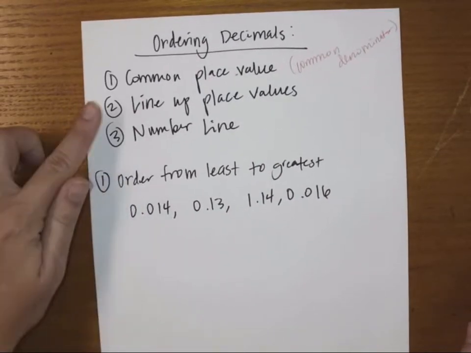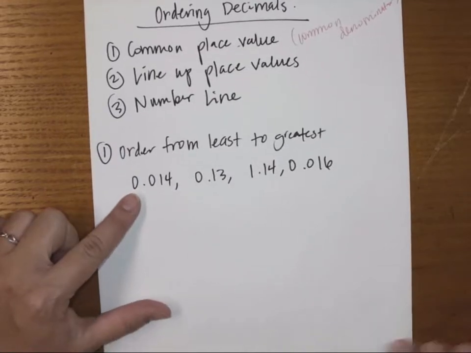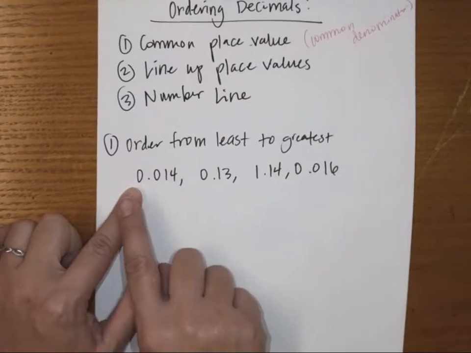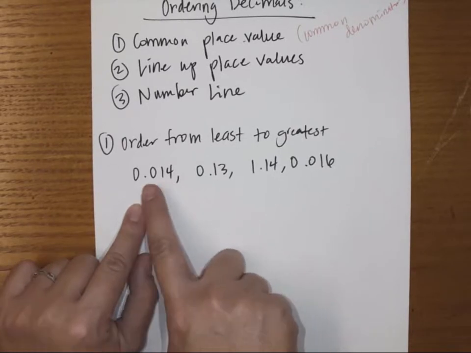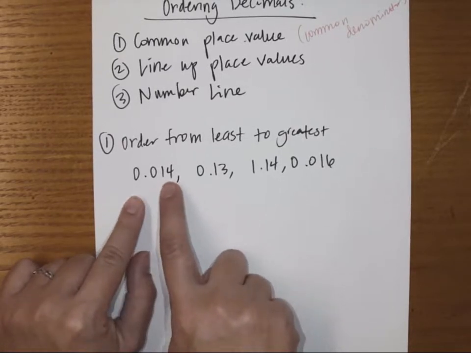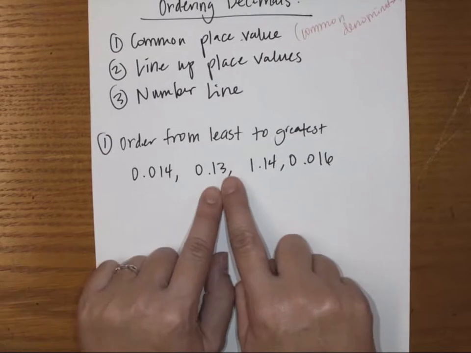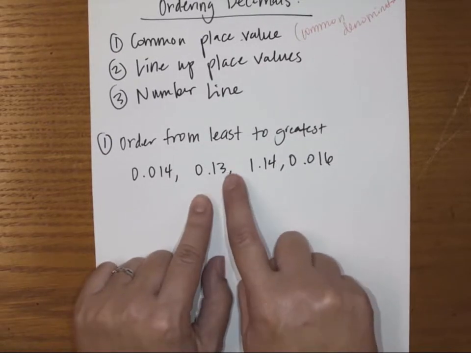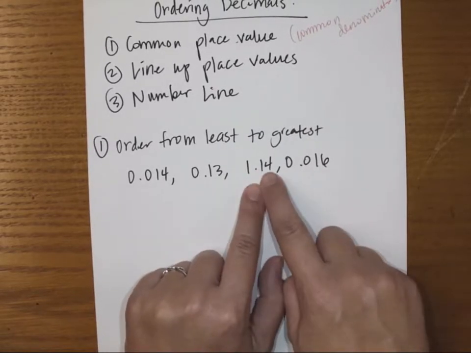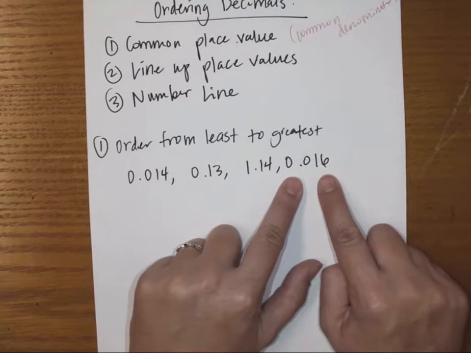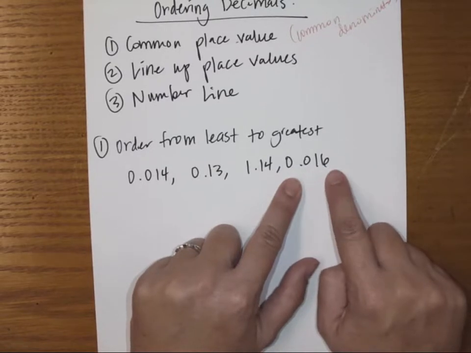So the example that we're going to do all three methods with is these four decimals. If we practice reading this, this is the number 14 in the tenths, hundredths, thousandths place, so this would be 14 thousandths. This would be the number 13. The 3's in the hundredths place, so 13 hundredths. This would be the decimal 1 and 14 hundredths. And this would be the decimal 16 thousandths.